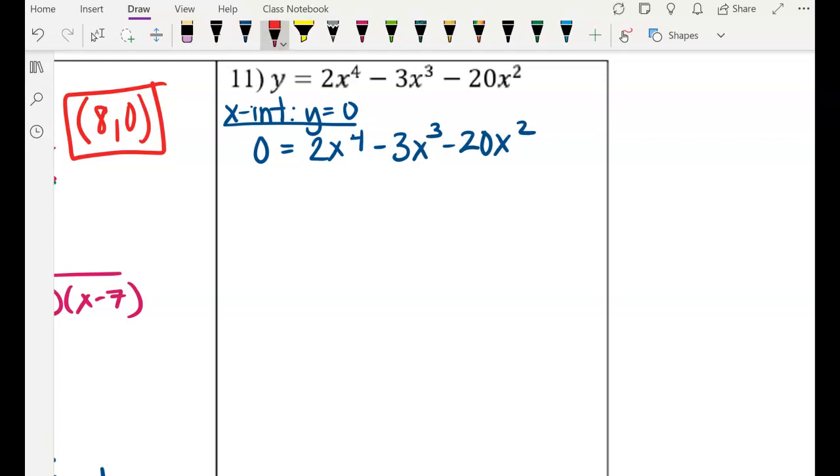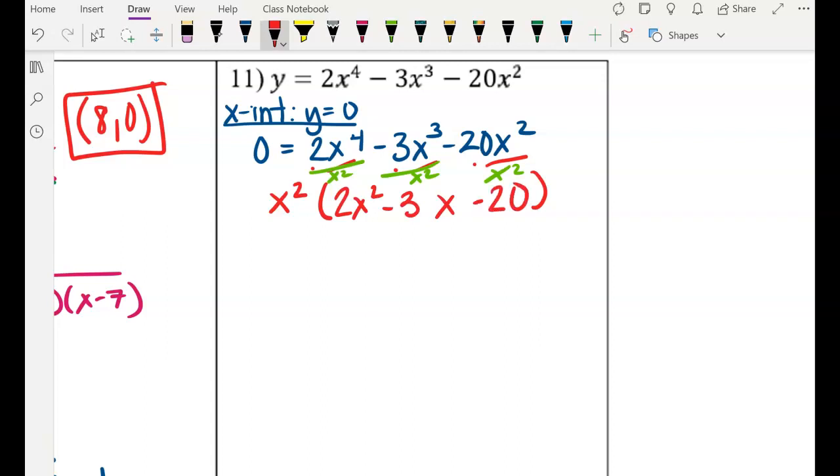Let's check for GCF. 2, 3, and 20, we're not going to have anything in common with the numerical value, but it has an x to the fourth, x to the third, and x squared. So our GCF, students, is definitely x squared. So divide each and every term by x squared like this. Divide this by x squared, divide this by x squared. So we are still going to be left with 2x squared minus 3x and minus 20. Okay, we need to factor this completely.